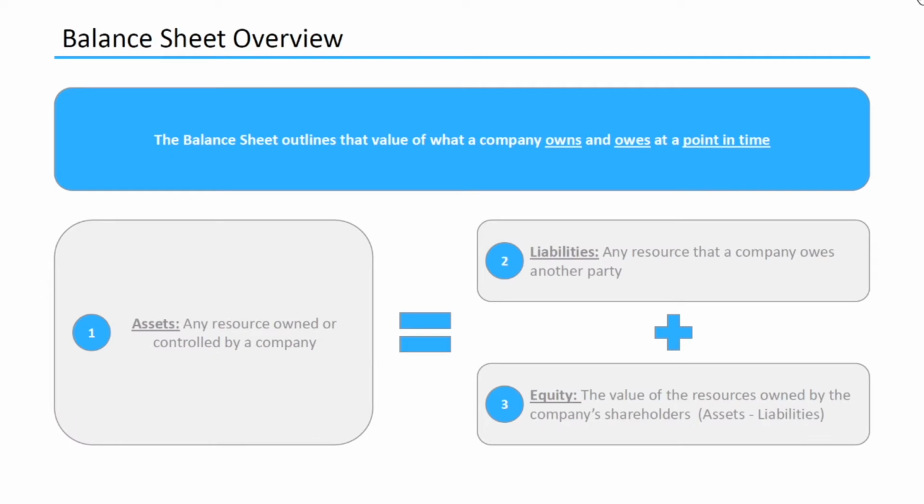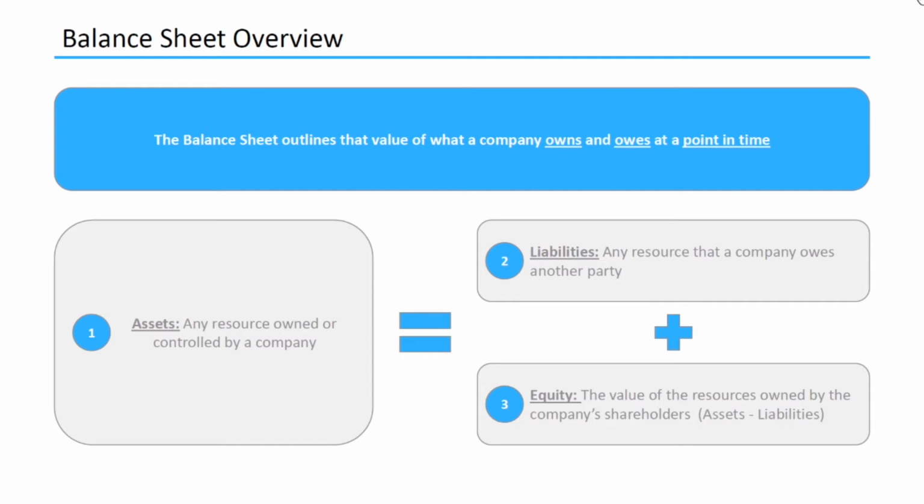So to start off, the balance sheet is a financial statement that outlines the value of what a company owns and owes at a point in time. Now the balance sheet is split up into three main categories: assets, liabilities, and equity. First, assets are any resource that is owned or controlled by a company, and this can include anything from cash that a company might have in its cash register to the machinery that a company uses to produce its goods.